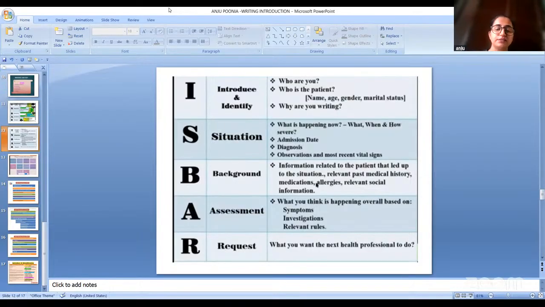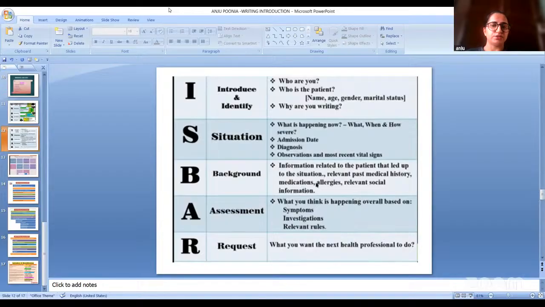Situation: what is happening now? What, when, how: three questions we need to ask. Admission date, diagnosis, observation, and most recent signs, which includes vital signs. It's the situation: recently, what is happening? So we need to evaluate the patient.